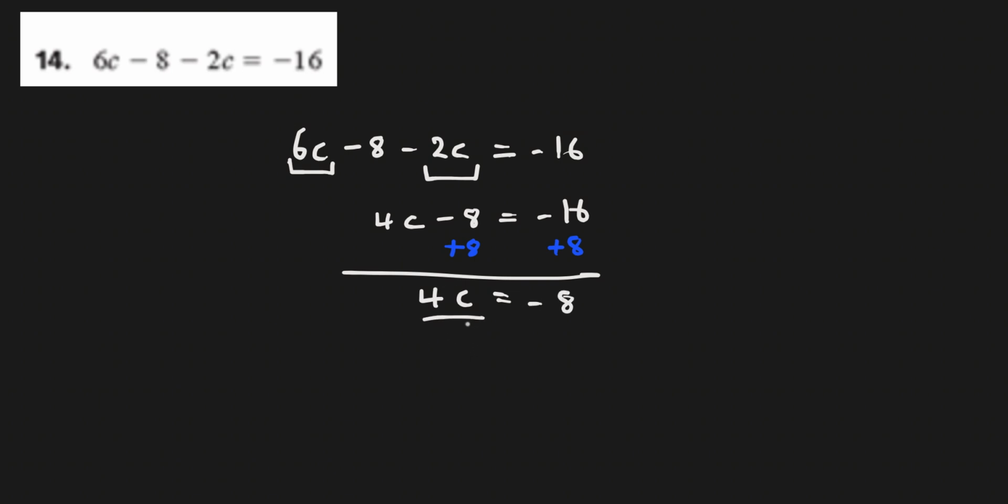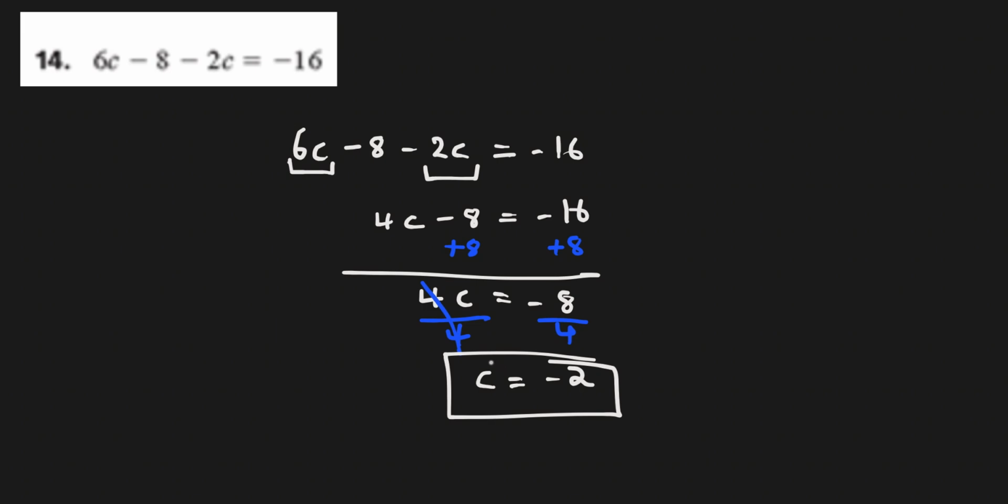Now we can use the division property of equality. So the division property of equality, we just got to divide by 4 on both sides. Remember, there's a negative there, still there, so this is just going to be c equals negative 2. And that is going to be your answer.